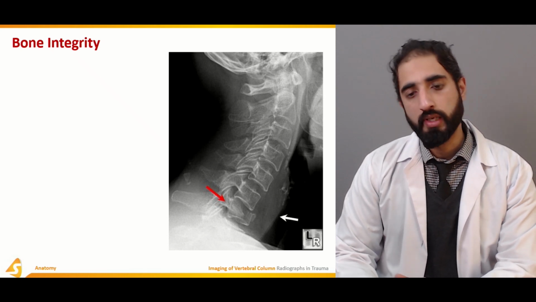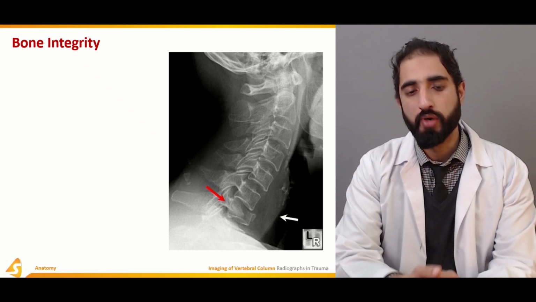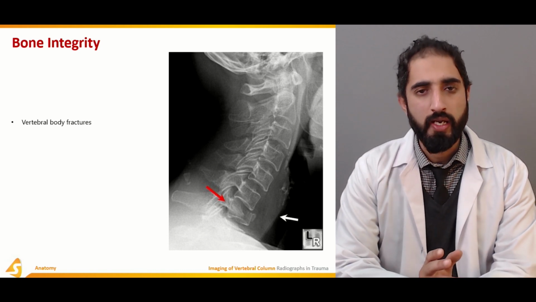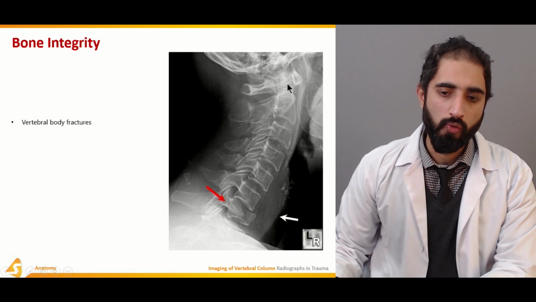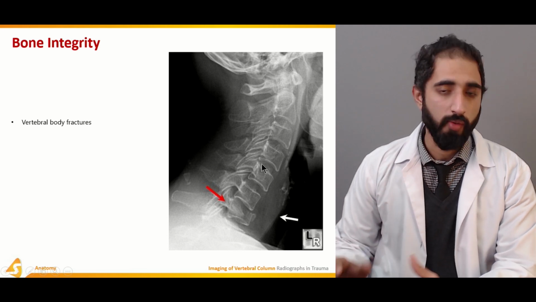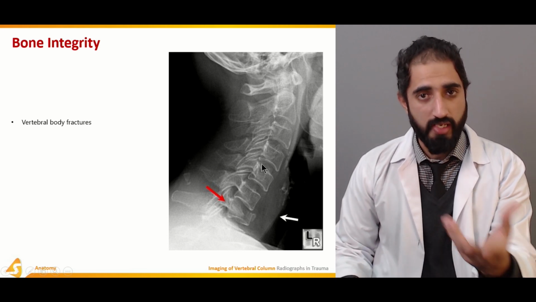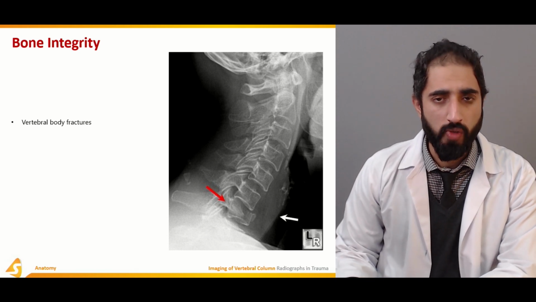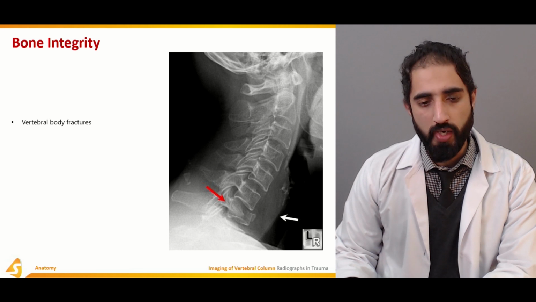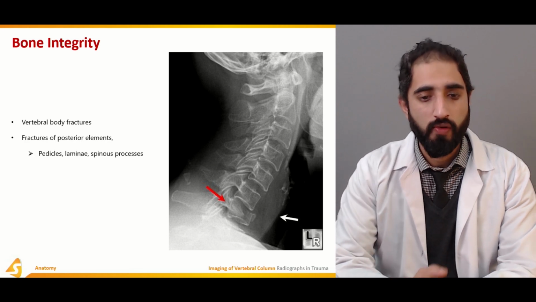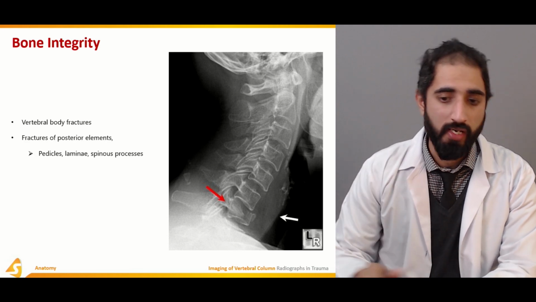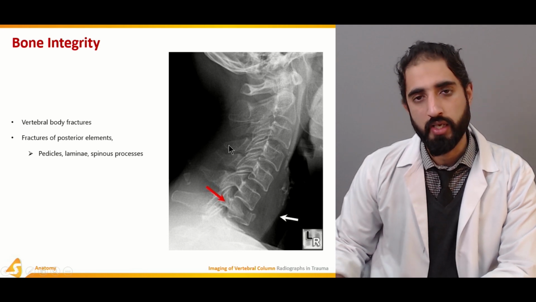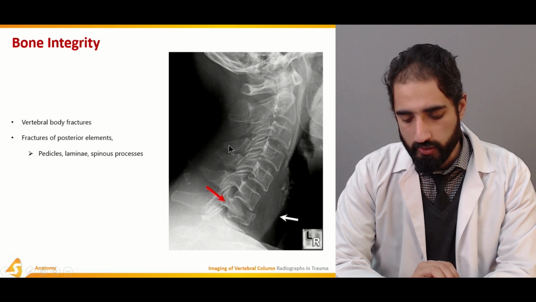Now, more importantly, we also look for bone integrity, to look for any fractures. Those fractures can be in any region. They can be anterior in the vertebral bodies, such as vertebral body fractures or compression fractures. These compression fractures are very common in the elderly, in the lumbar spine as well, because that is a major weight-bearing structure. Moreover, there are fractures of the posterior elements such as pedicles, laminae, and spinous processes, so we can look posteriorly for those types of disruptions as well.